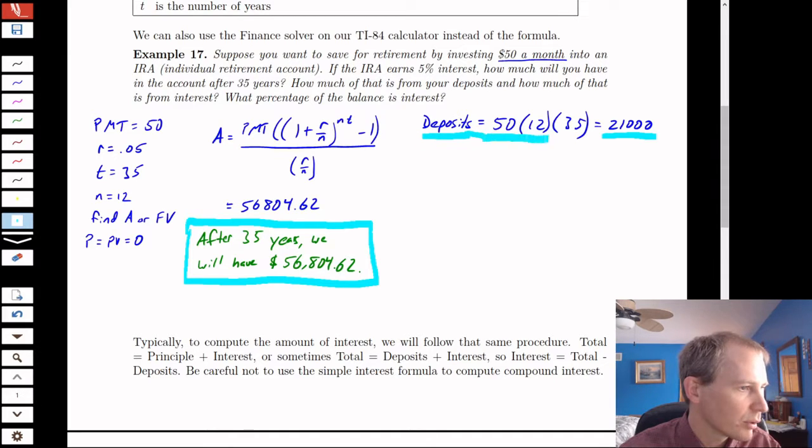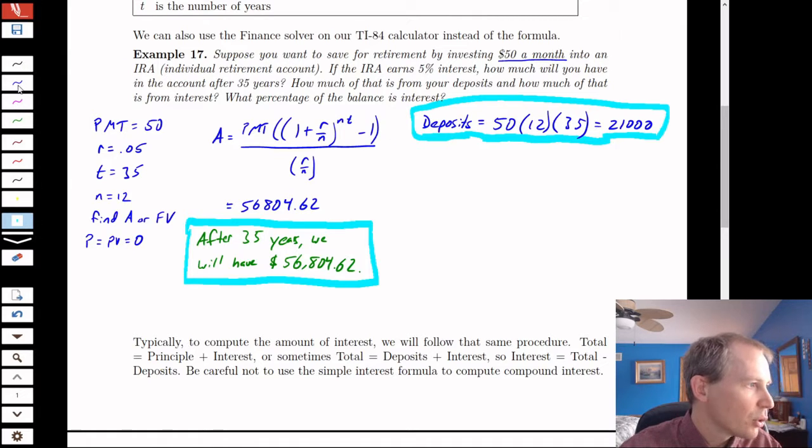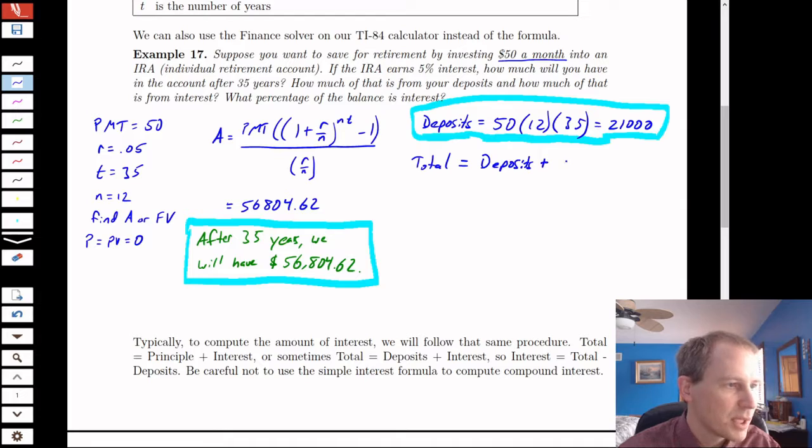So our deposits is 21,000, well, circle the whole thing. Okay, the total money in the account is going to be the amount that we put in, so our deposits, plus the interest that the bank gives us. That's the only money that's there in the account. So if I want to find out how much comes from interest, I can just subtract, right? The interest is just the total minus the deposits.